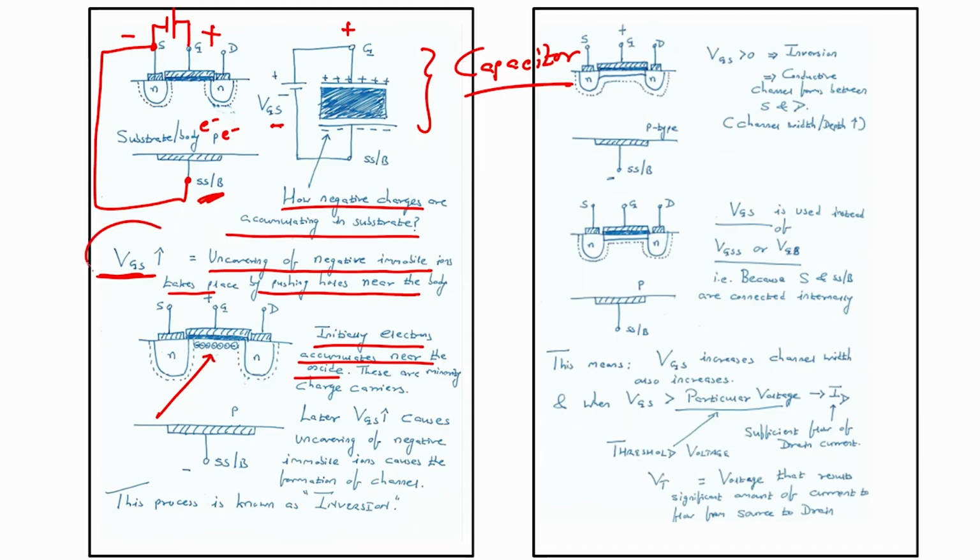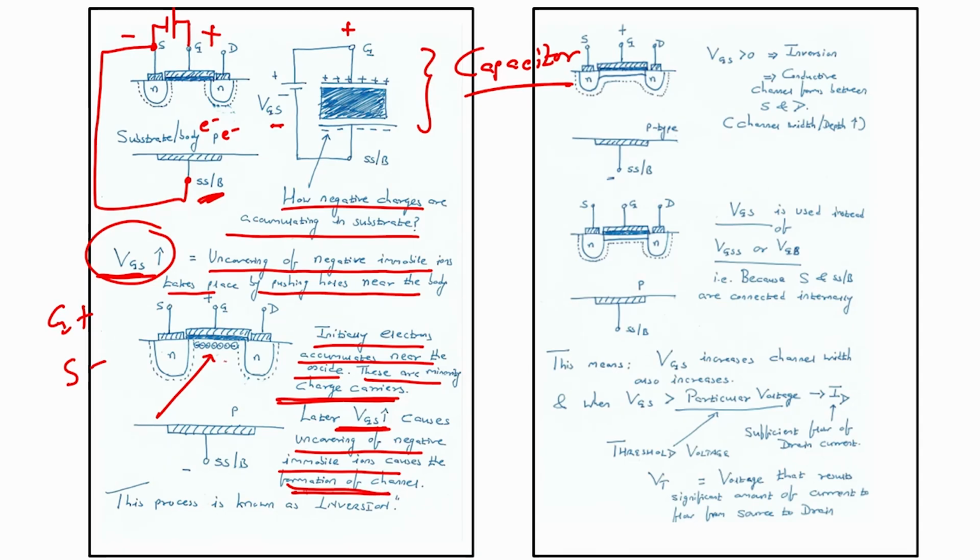When your VGS is increasing, that means your gate is more positive compared to the source, your electrons, that is the negative immobile ions, will start accumulating towards the gate. These are minority charge carriers, okay. Now, later, if we keep on increasing VGS, it causes uncovering of negative immobile ions, right, which finally forms the channel.